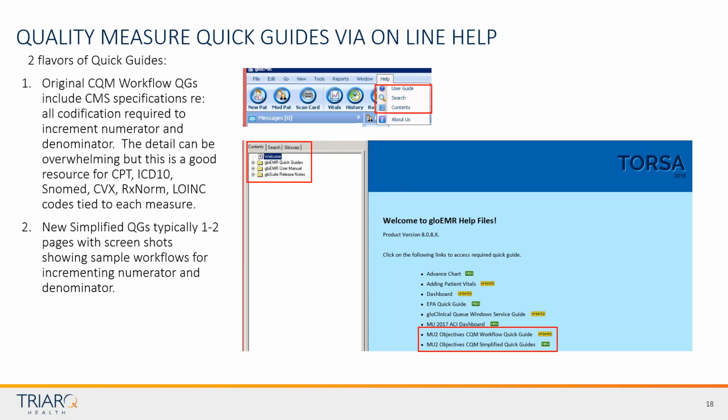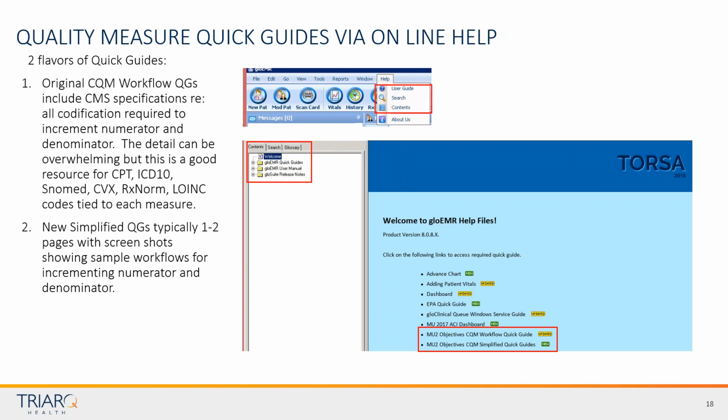And then you can navigate through the contents to find the EMR quick guides. In this example, in version 8080, I think we're showing that we updated the original CQM workflow quick guides, and then we have new MU2 CQM simplified quick guides, and we really ought to rename those now that we're talking about MIPS quality. So I'll talk to the developers about that. So what's the difference between these two? So the original workflow quick guide, we really wanted to share with folks all the codification that goes into successful measurement on your CQM dashboard.